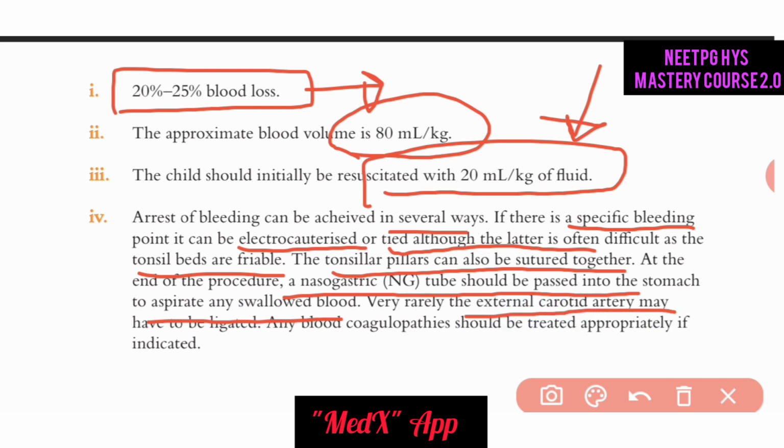So this is the last attempt, and equally, simultaneously you will send some blood tests to evaluate any blood coagulopathy. So there can be any blood coagulopathy which is causing this bleeding and all.